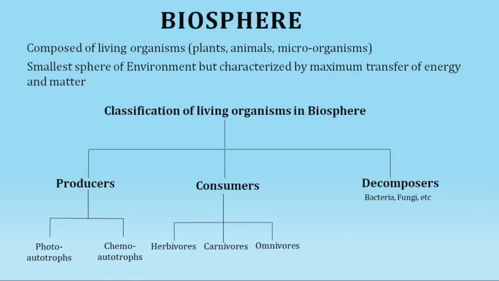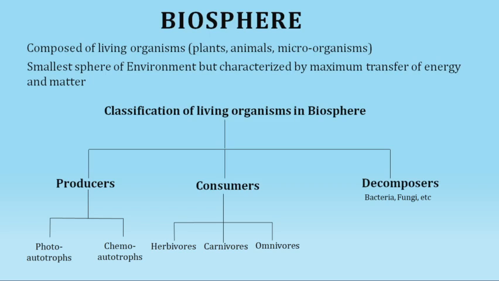Now we'll talk about the fourth component of environment, which is known as biosphere, and we know that bio means living. So, sphere of living entities. It is composed of all the living organisms, including plants, animals, microorganisms, etc. Biosphere is the smallest component or sphere of environment, but it is characterized by maximum transfer of energy and matter. The classification of the living organisms in the biosphere can be done into three categories.